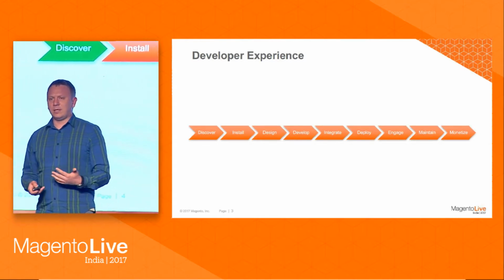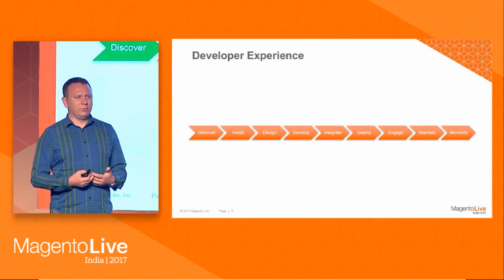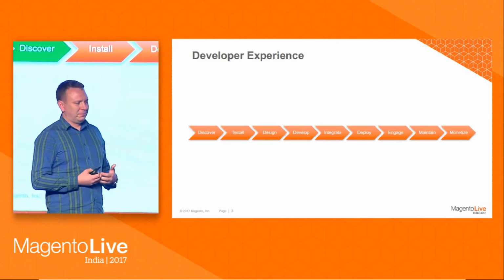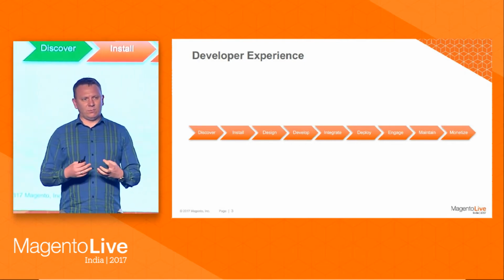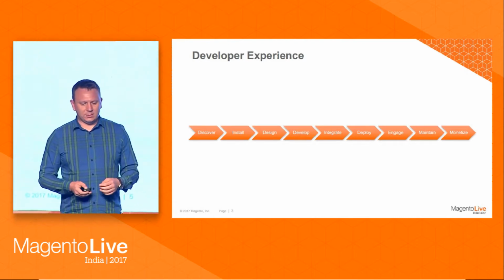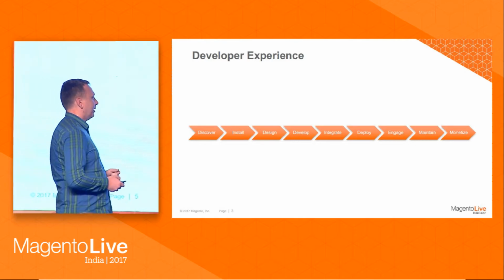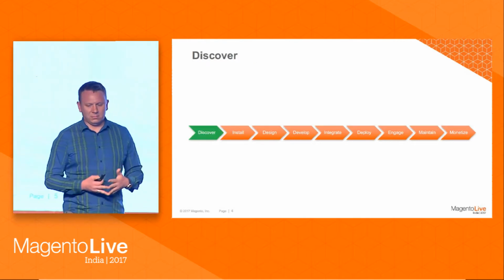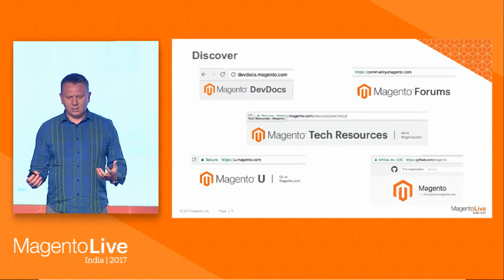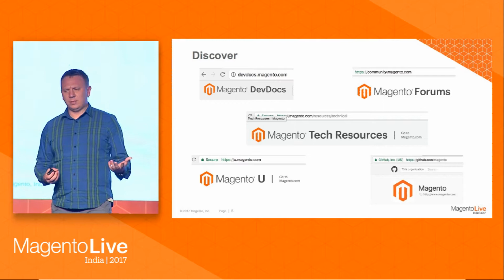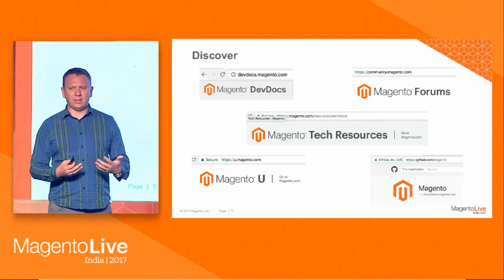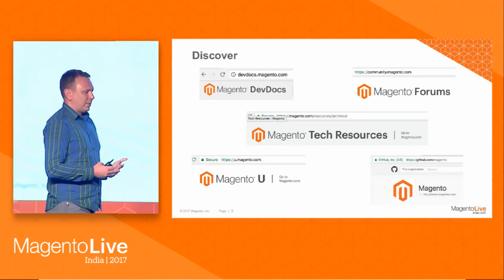So the first one is discover. If you're new to Magento 2, you definitely want to have documentation. You want to understand what it is and get a sense of what you're going to deal with before you start. We did a lot of investment in documentation. Magento DevDocs is the biggest difference between Magento 1 and Magento 2. In Magento 1, we had nearly zero documentation. Right now, we have tons of documentation, and the most important part is it's in GitHub, so it's publicly available, it's open source, and the community also contributes to this documentation.